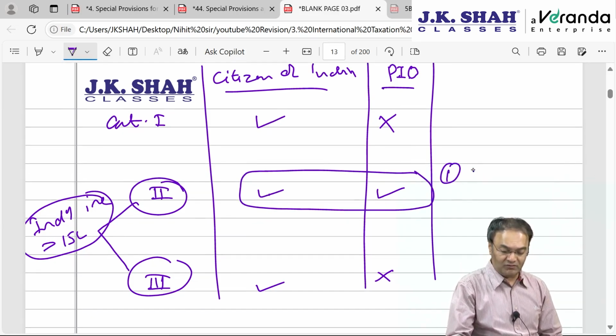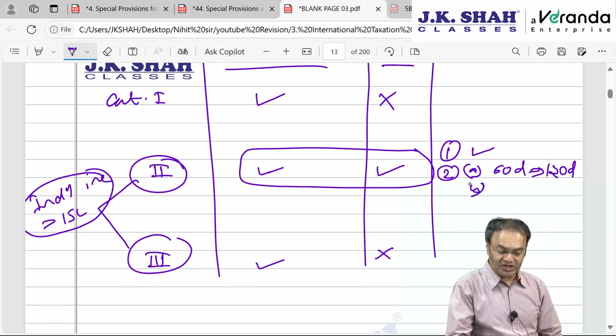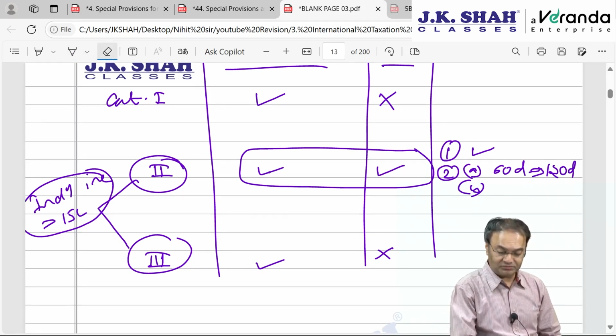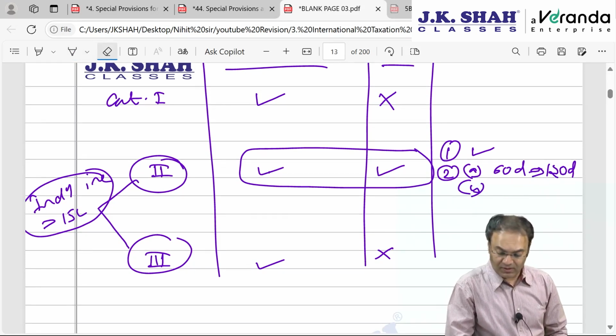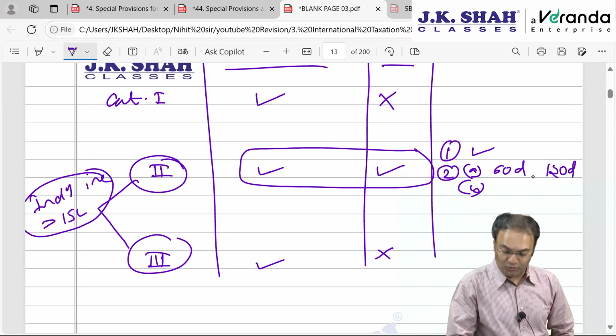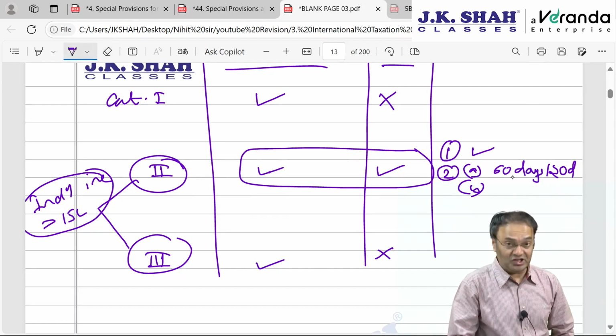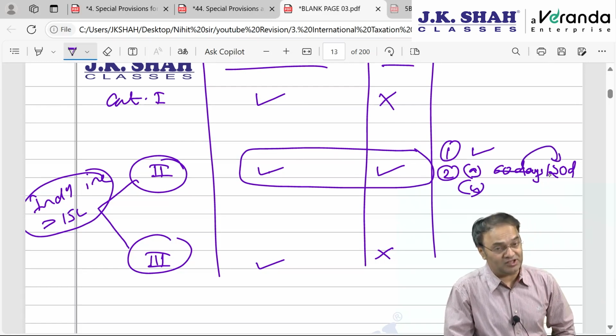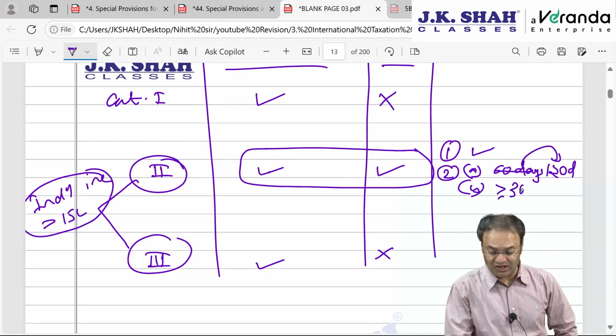First basic condition will remain intact. Second A, 60 days to be replaced by 120 days. And second B, 365 days or more in the last 4 preceding previous years, no changes. So I'm putting a dash. I hope you people are able to read my handwriting. 60 days or more to be replaced by 120 days in cases Indian income exceeds 15 lakh rupees, and 365 days or more in the preceding 4 previous years, that condition remains same.